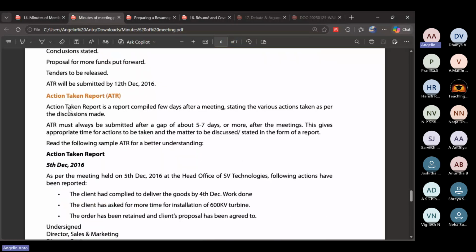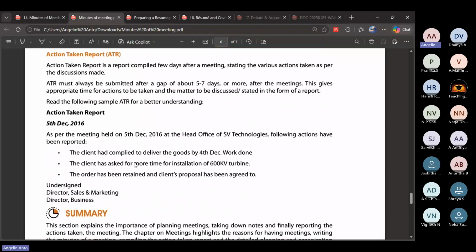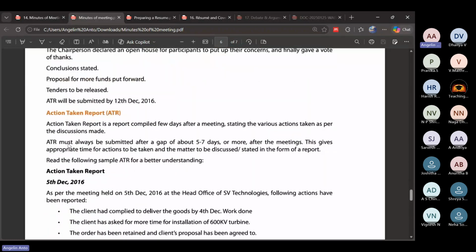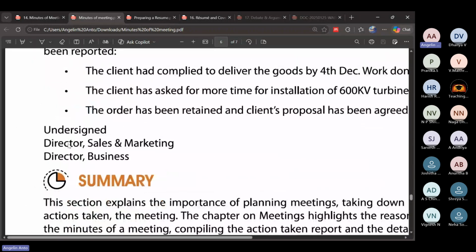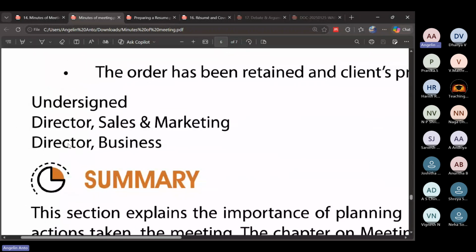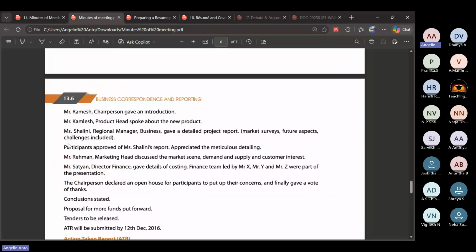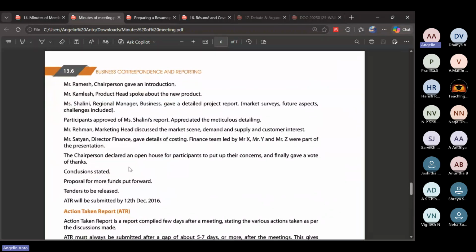But yeah, so in this report, you can talk about this. In the end of the minutes of the meeting, you should have this. This is very important: undersigned. The undersigned essentially tells them who was the person who noted down all these, which is you.